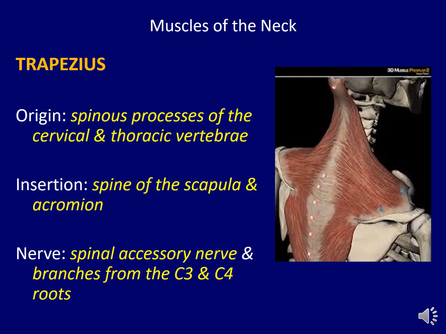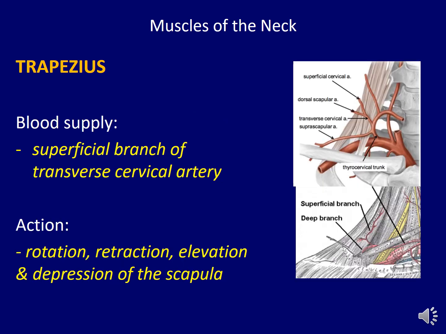The trapezius muscle originates from the spinous processes of the cervical and thoracic vertebrae, and it inserts into the spine of scapula and acromion. It is innervated by the spinal accessory nerve and the branches from C3 and C4. The trapezius muscle is supplied by the superficial branch of the transverse cervical artery, and it acts by rotating, retracting, elevating, and depressing the scapula.